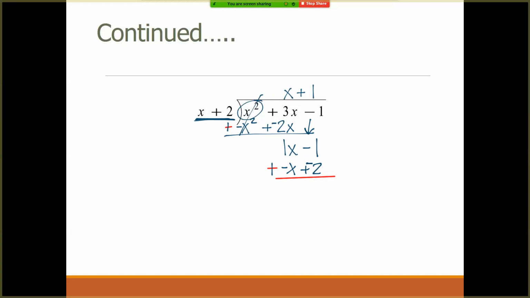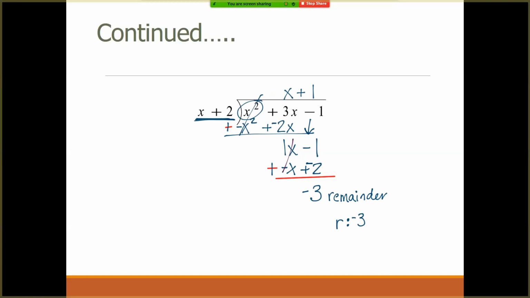So x minus x cancels. Negative 1 minus 2 is negative 3. Once you get down to a constant, this is going to be your remainder. Sometimes you'll see r is negative 3 for your remainder, but we don't write it like that in Algebra 2.